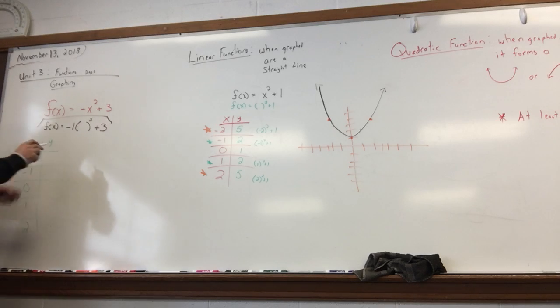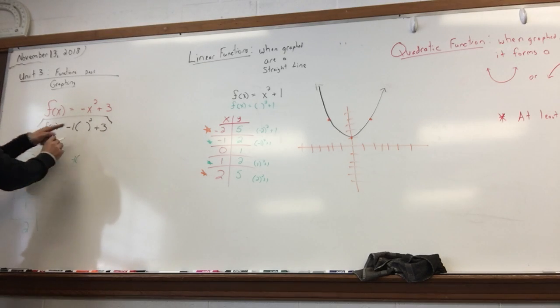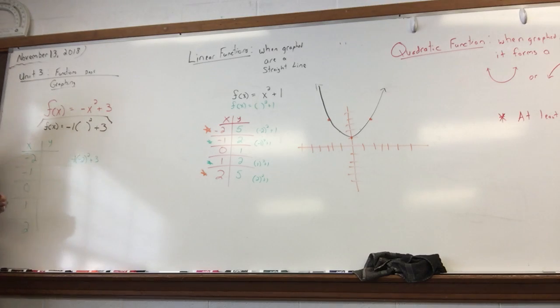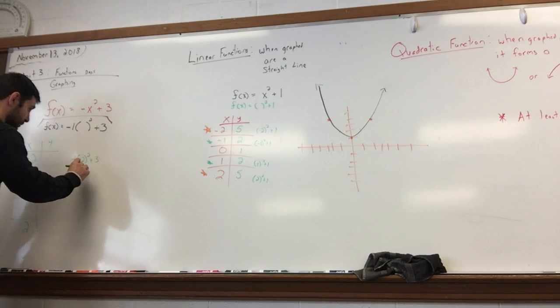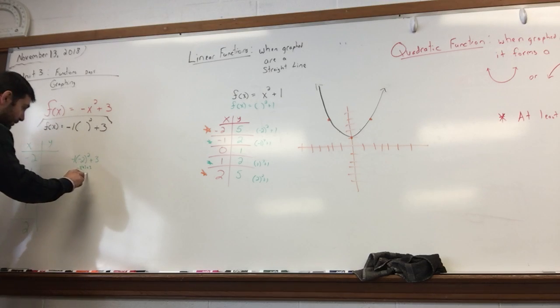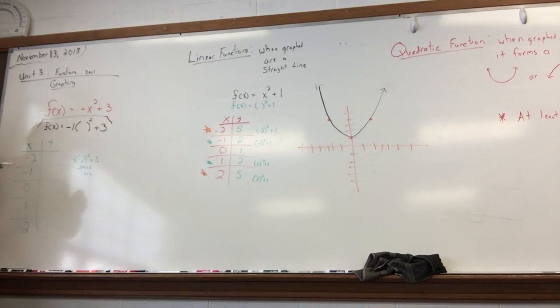So with -2, I'm going to substitute it in for my x. -1 times -2 squared plus 3. -2 squared is what? That means -2 times -2, which is positive 4. So now I've got -1 times 4 plus 3. -1 times 4 is -4 plus 3. -4 plus 3 is -1. Everybody with me there? What also should be -1? For which x? For positive 2.